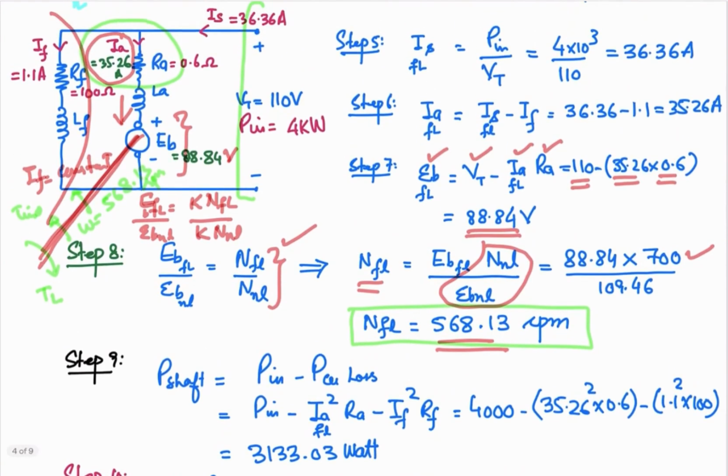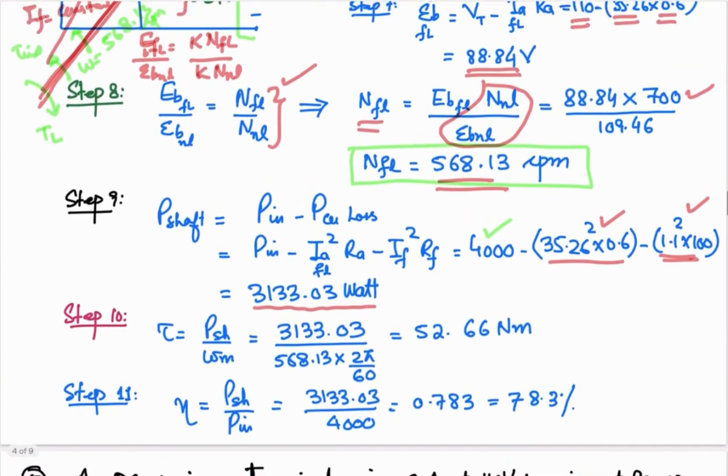We are going to call it the electromagnetic power. And assuming that there is no mechanical loss, the power available at the shaft will be equal to the electromagnetic power in this particular case. So input power, then the losses in the armature winding, and the losses in the field winding. This is the power which is available, 3133 watt, that will be converted into the mechanical form over here. Okay, now you can look at the torque.